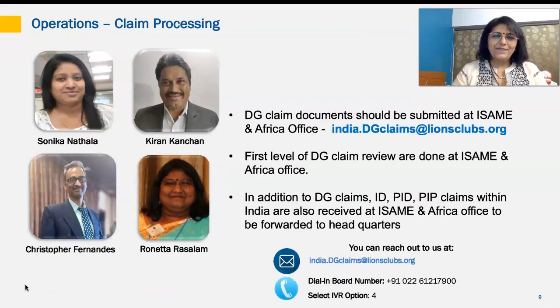Going forth, claim processing. Here is a department that you will definitely be interacting with at least once a month. To process all your claims, there is a special email ID that you can send your claims to. Apart from the DG claims, they also handle ID, PID, and PIP. They just receive the claims here and then forward them to the international.